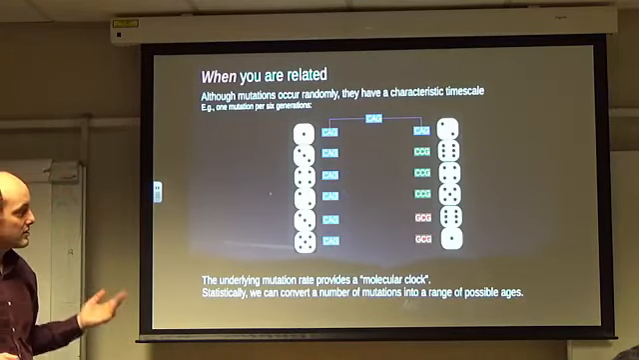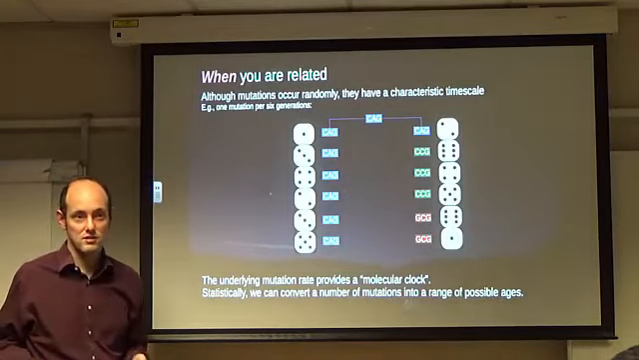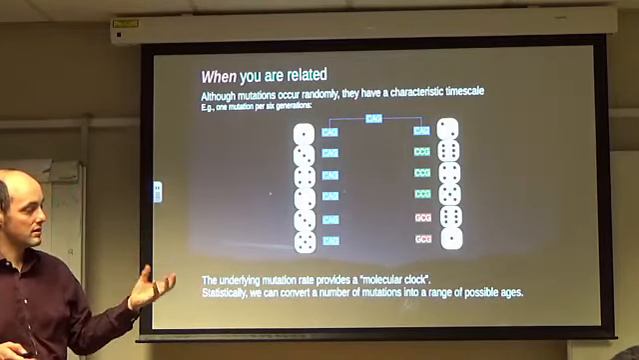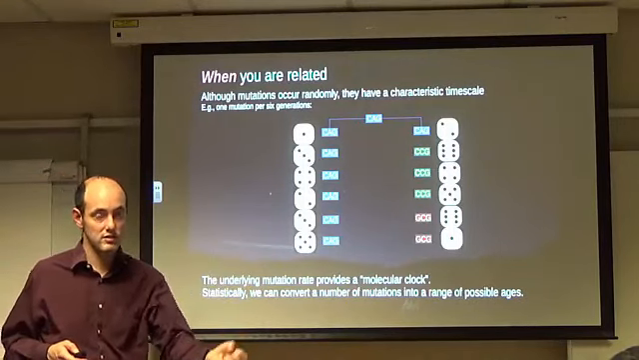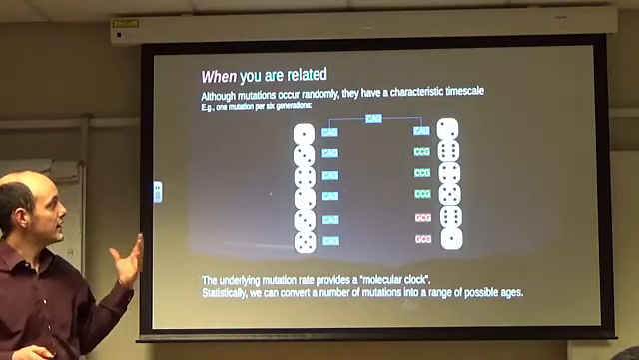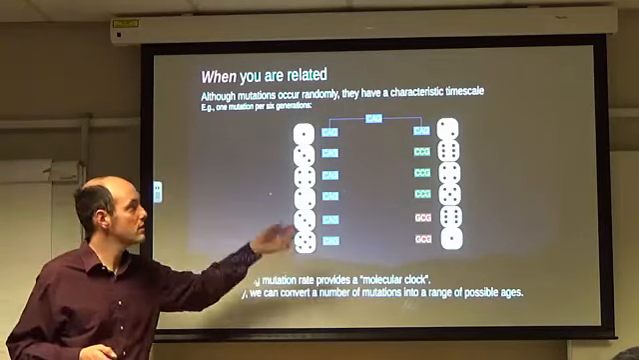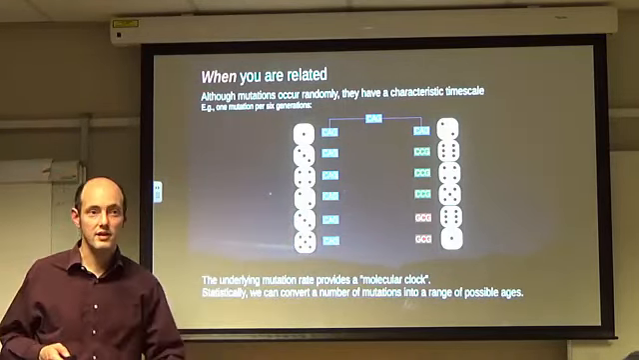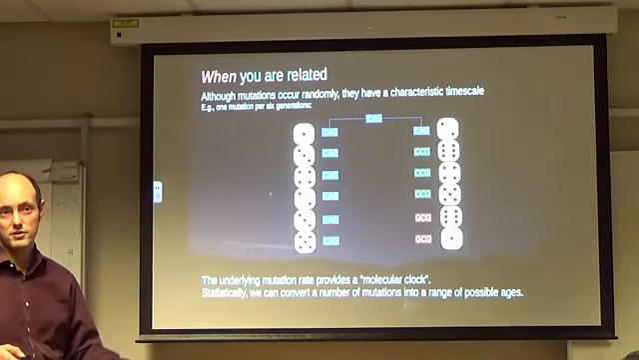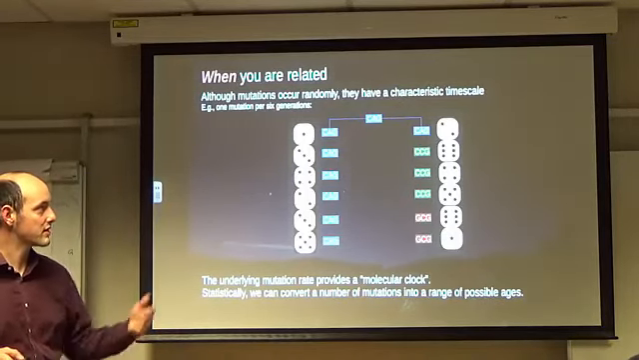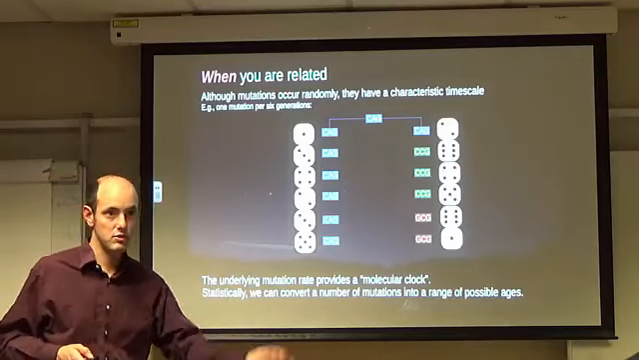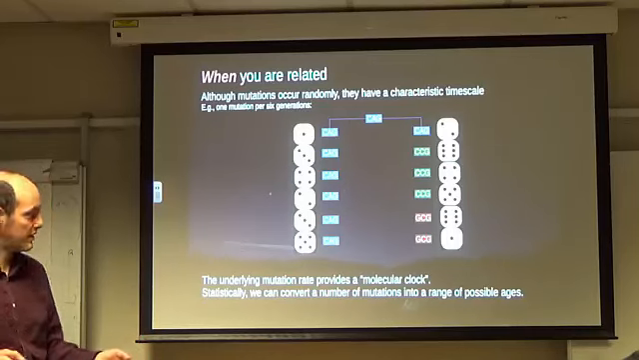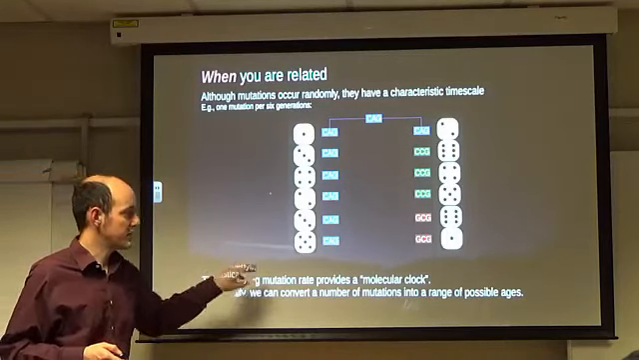So we've discussed a little bit already, and it's been mentioned, the dating of when you're related to someone. Even though this is a random process, there's still a characteristic timescale that's involved in it. If you're rolling a dice, you can expect the 6 to come up once every 6 rolls. In the same way, we can expect maybe a mutation to occur once every 6 generations, or thereabouts, depending on the test that we're taking. And this provides a molecular clock.